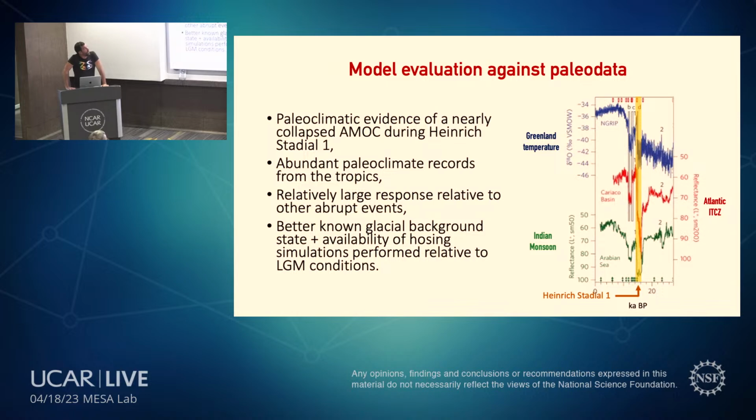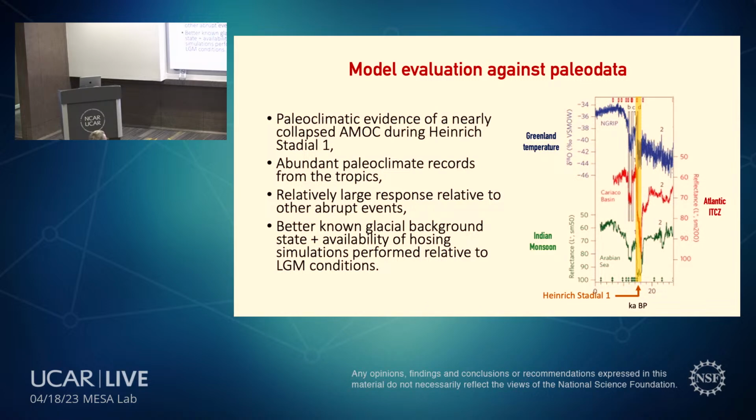So we evaluated these simulations against the paleo data. And here I'm showing again Heinrich Stadial 1. There are, as I said, abundant paleoclimate records from the tropics. The responses tend to be large relative to other abrupt events. And we know it's pretty clear what the glacial conditions are. So it's easy to infer the changes in all these locations relative to the background climate. This is the background climate for this response. And that's how we can compare the models to the data, apples to apples.